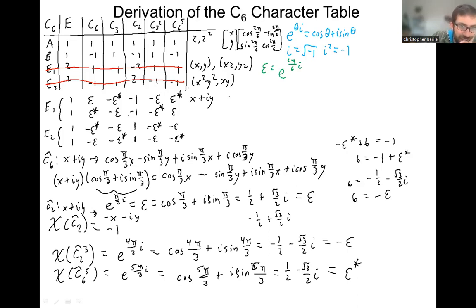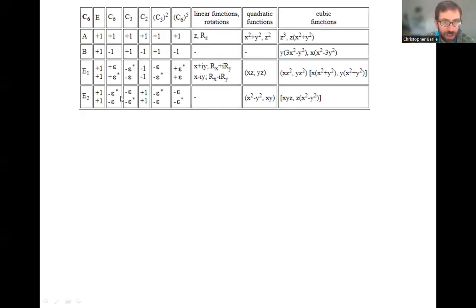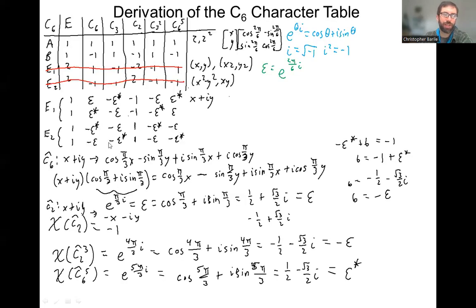And so we can test this in order for them to be orthogonal. Let's just make sure we got this down right. We got negative epsilon star, negative epsilon star, negative epsilon. Yep. And then we're good. Okay. So to test the orthogonality here, for example, let's say you did this component, E2 comma 1, dotted with this first component, A. Well, A is 1's across the board. This must equal 0. And indeed it does.